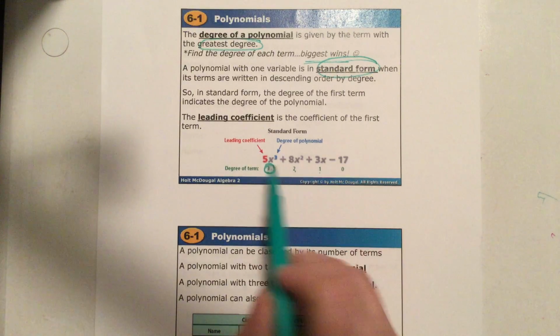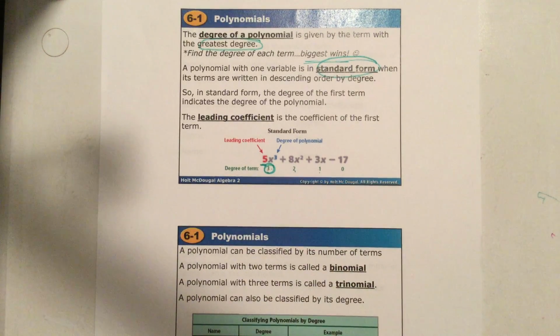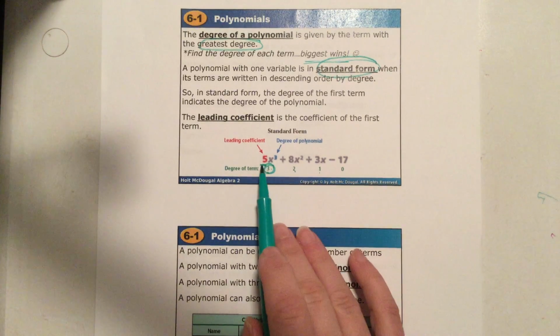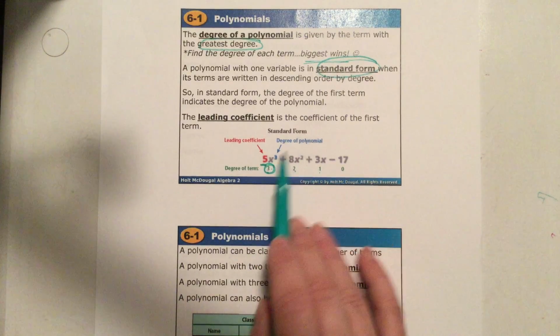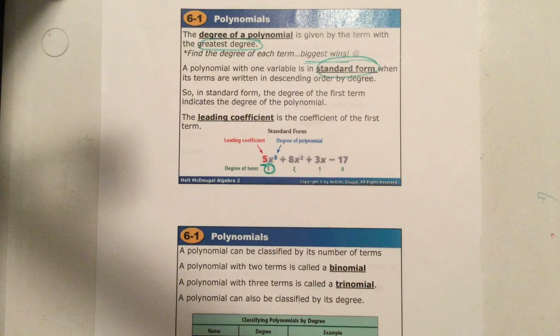If it's written in standard form, the leading coefficient, remember a coefficient is a number in front of a variable. The leading coefficient would be the number that leads the whole problem, as long as it's in standard form. So here our leading coefficient is 5. If it's in standard form, the degree of the first monomial is going to be the degree of the polynomial.